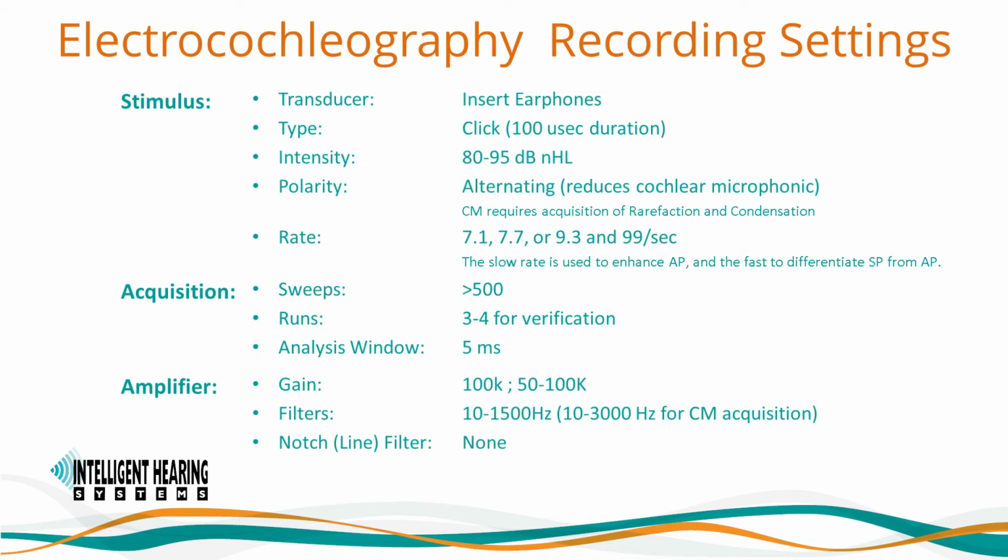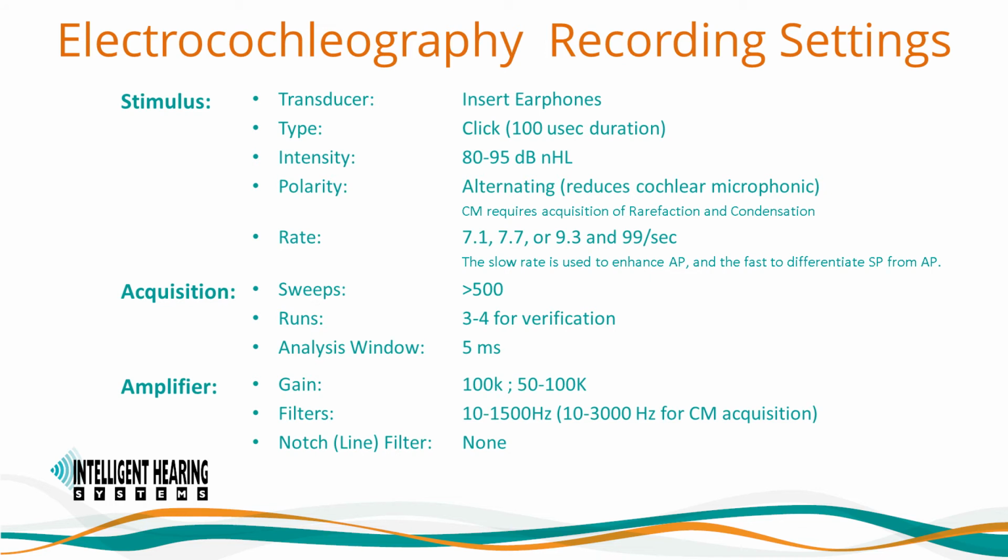Now let us review some typical eCochG recording acquisition parameters. First, we will begin with the stimulator selection. The transducer will be set to insert earphones. We will be outputting a 100 microsecond duration click. Intensity ranges from 80 to 95 dB NHL.